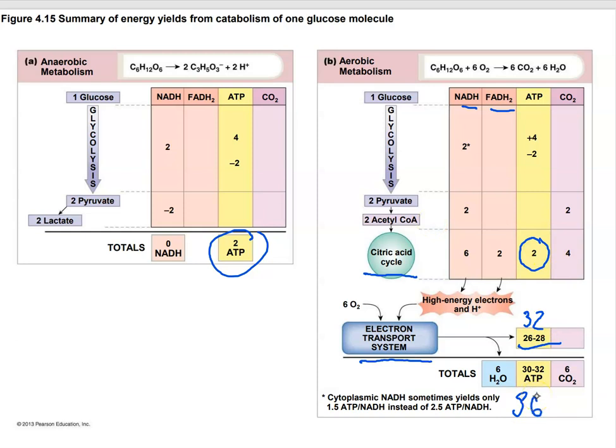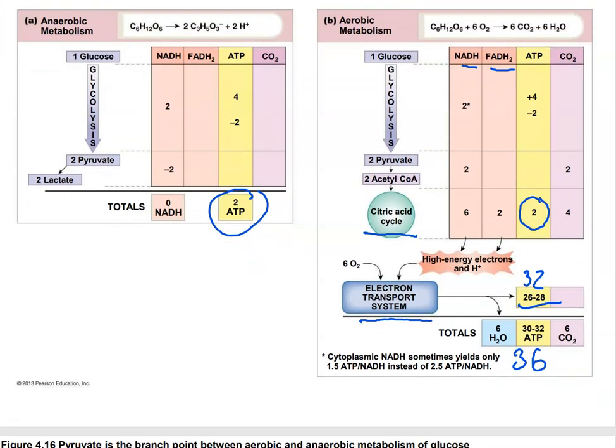Now, I would never give you a question on a test asking, is it going to be 34 or 36 or 38 total? So it's not going to be a question that splits hairs like this. We're going to go with 36 total. We're going to go with 2 from glycolysis, 2 from the Krebs cycle, and 32 with the electron transport chain, and that's under ideal conditions.